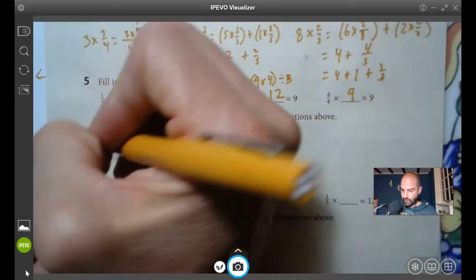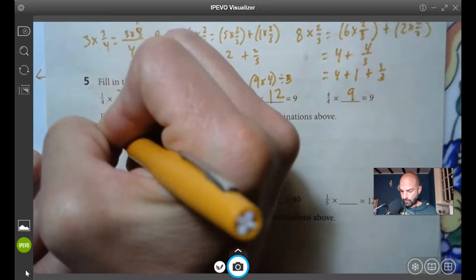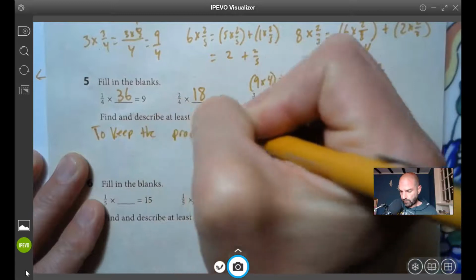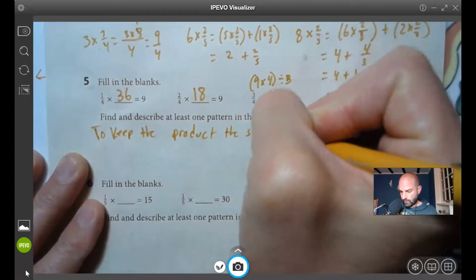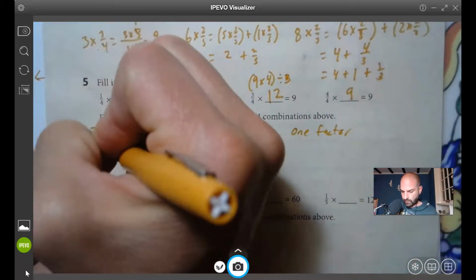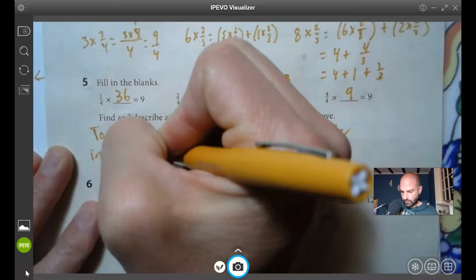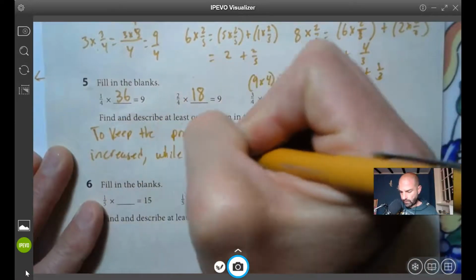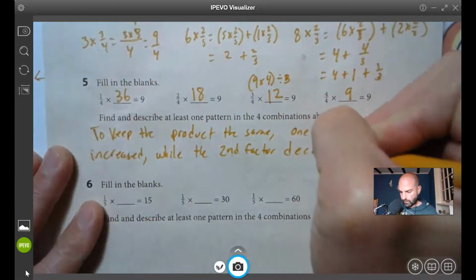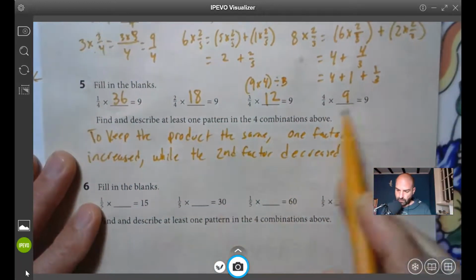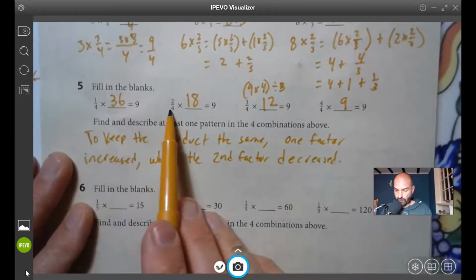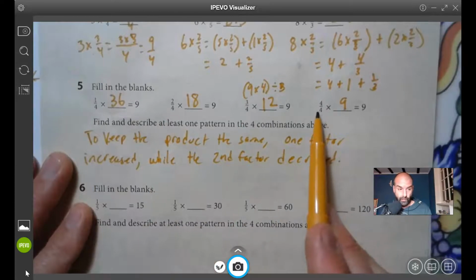All right, find and describe at least one pattern. Well, what I notice is to keep the product the same, one factor increased while the second factor decreased. Something else to note, look, fraction, right? Proper fraction, whole number.